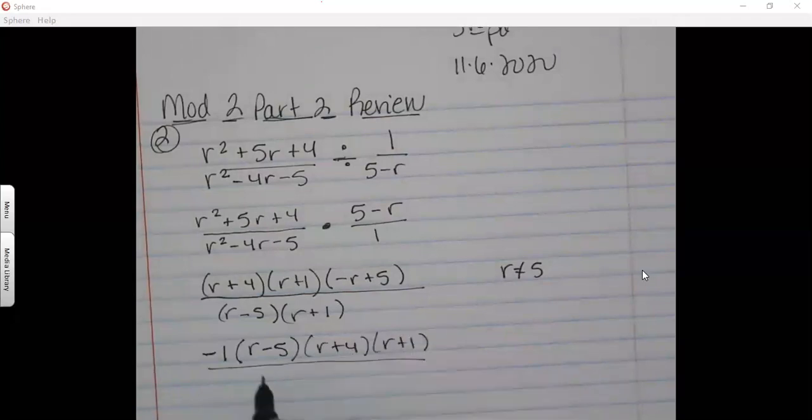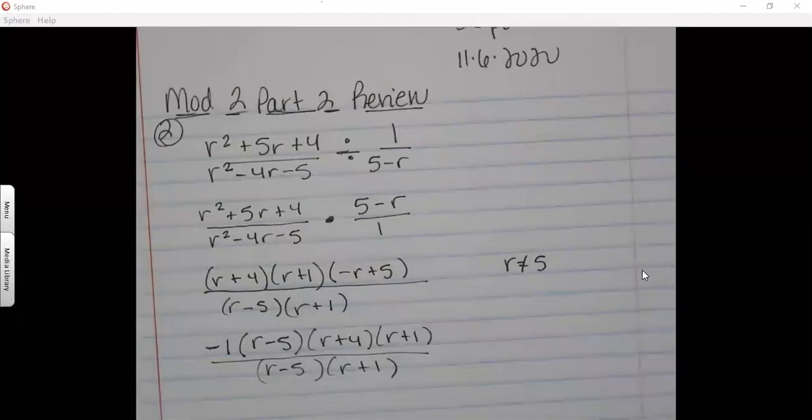So now see how when I rewrote that in standard form and then factored out the negative 1, you can see how it will cancel. If we would not have done that, we would not have canceled it, and that would make our problem wrong. And then r plus 1 cancels as well.